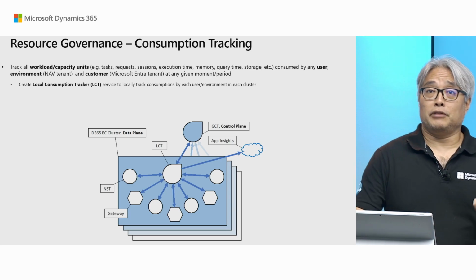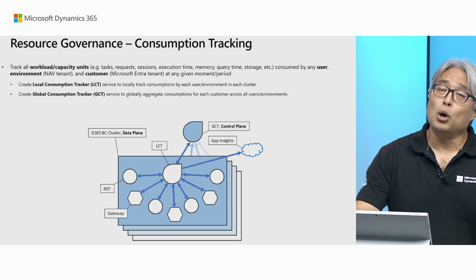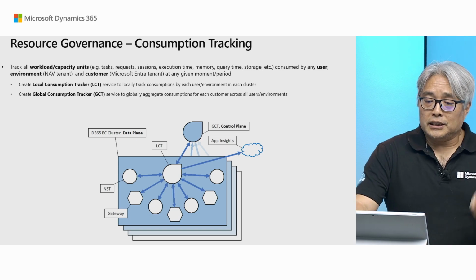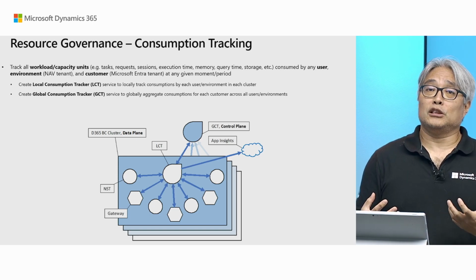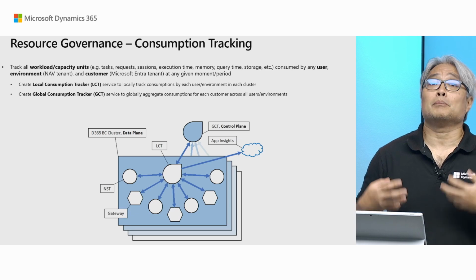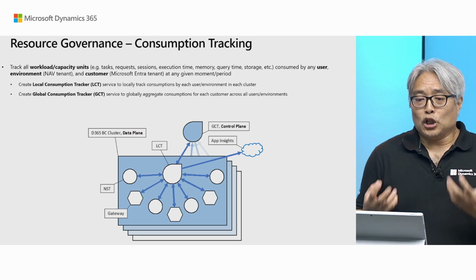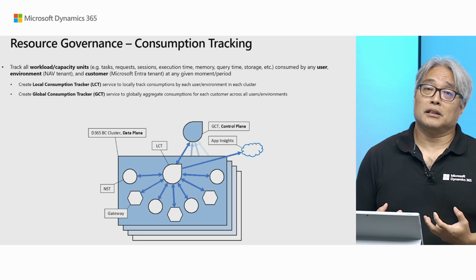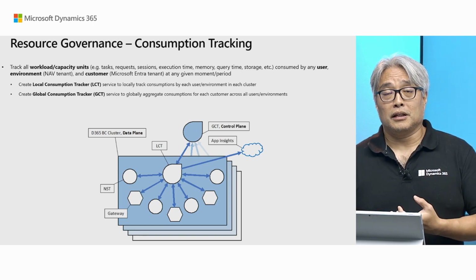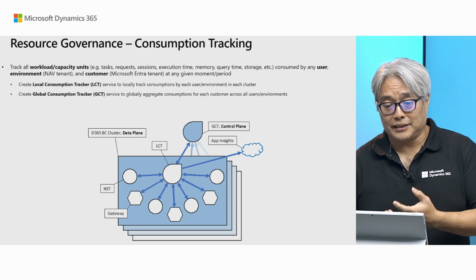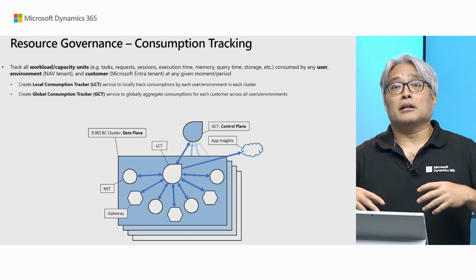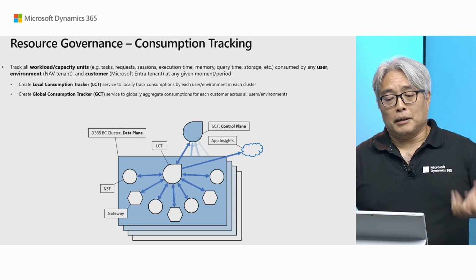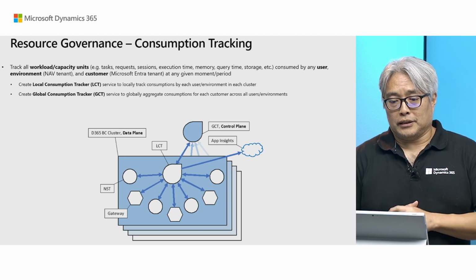The next service that we create for consumption tracking is the global consumption tracker. And this service is really instrumental to implement entitlement quotas in the future. The job of the global consumption tracker is to aggregate all resource consumption from the local consumption trackers, the LCTs in each cluster, aggregate it across the whole tenant, and then apply it to the customer-wide quotas.